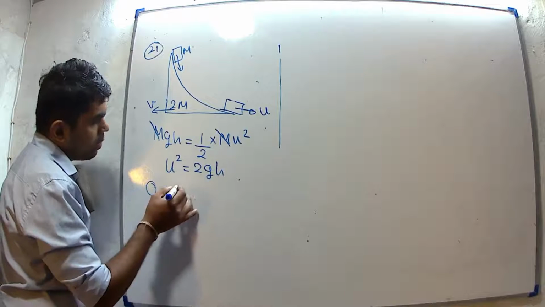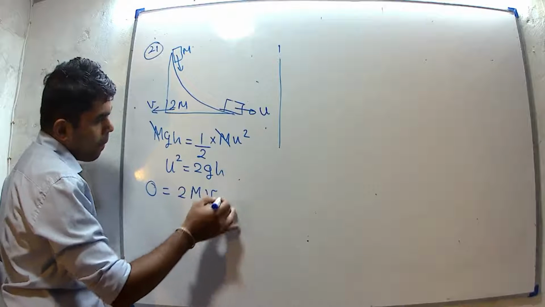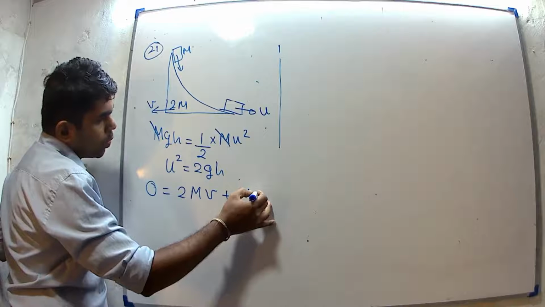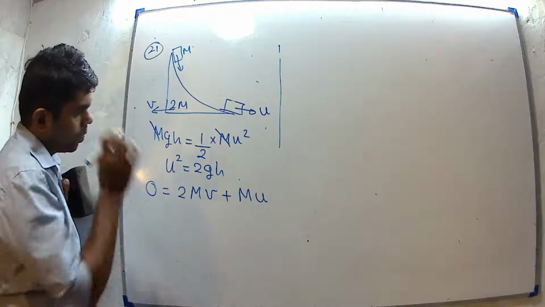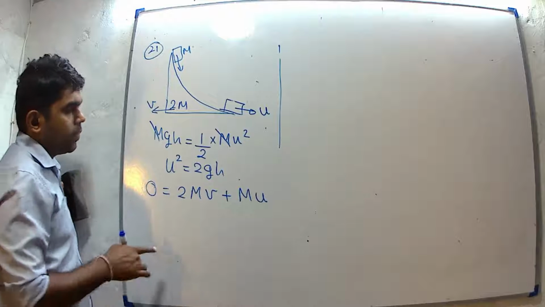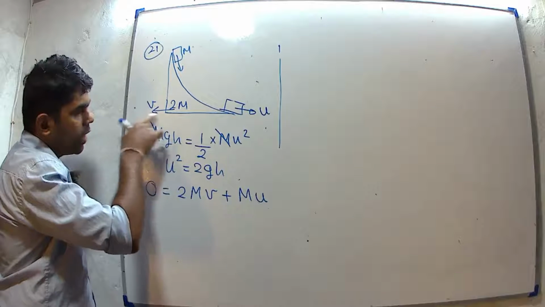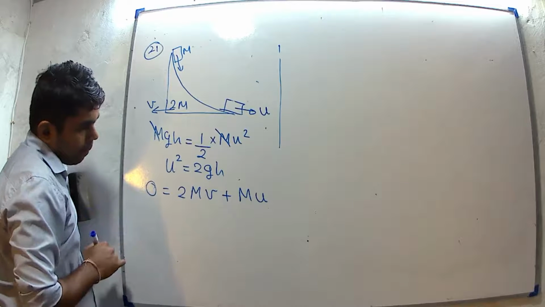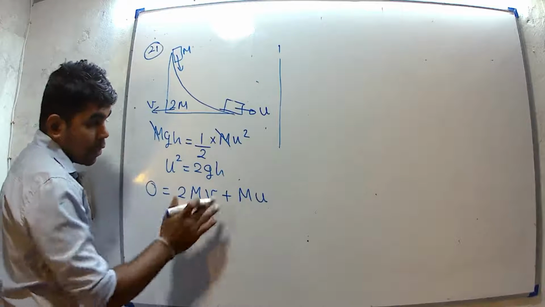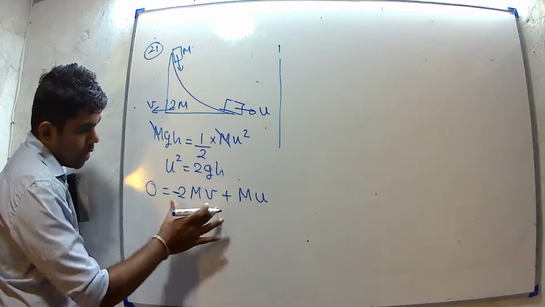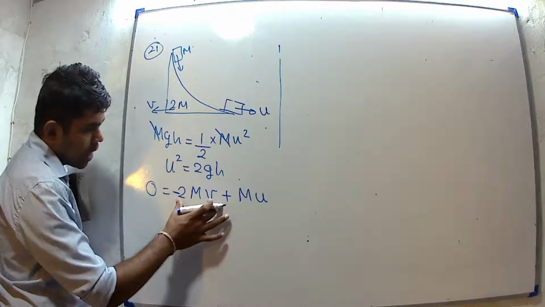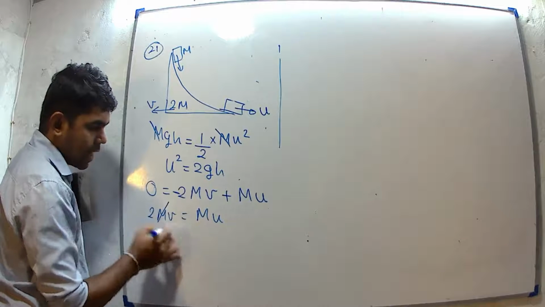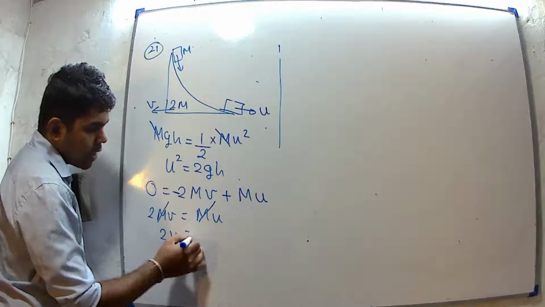Final linear momentum is 2m into v plus m into u. But we know that the velocity is in the opposite direction for the 2m mass. Therefore, we have to substitute this one as a minus term. Then I will bring this term to the left hand side. 2mv equals mu. Now we can cancel out m terms. 2v equals u, and the u value is root 2gh.